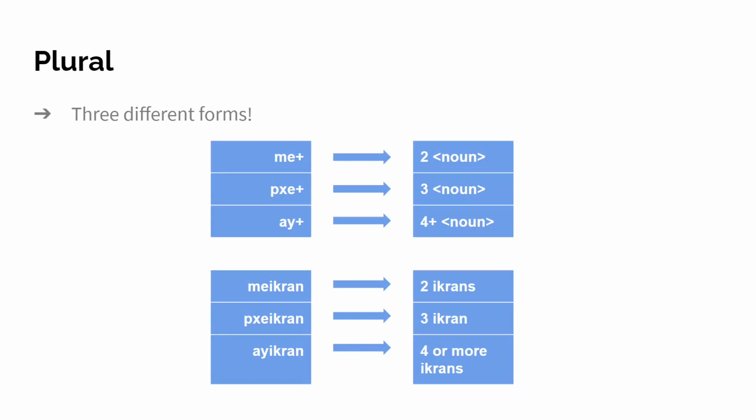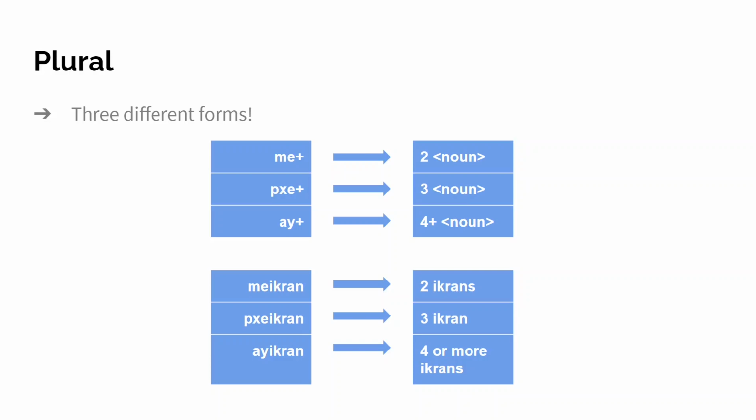So we have me, which means 2 of something. We have pxe, which means 3 of something. And we have ay, which means 4 or more of something. And you actually have to be precise with these. So if you have 2 books, then you cannot say ay book. You cannot use ay here. You have to use me. You have to show that it's really 2 and not 3 or 4 or more.